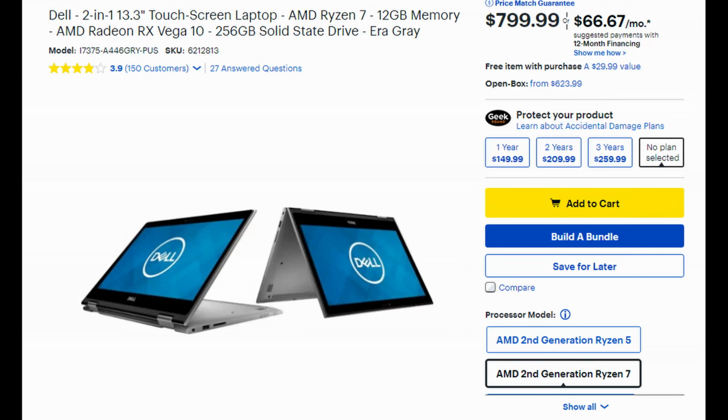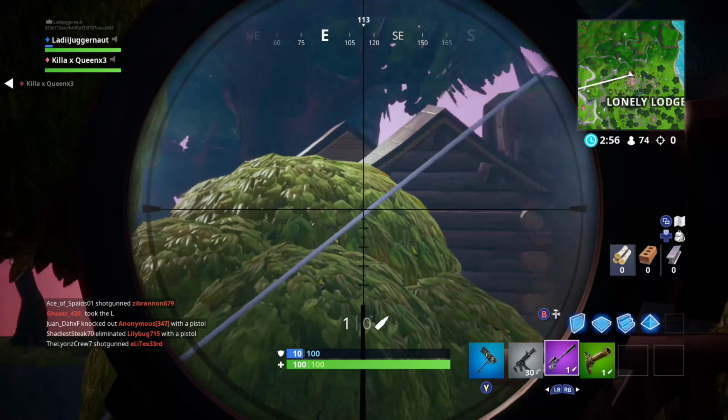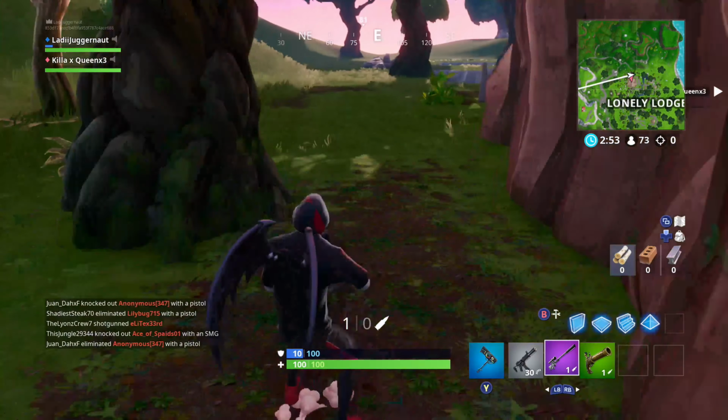Okay, so when I say middle tier, I say anything between the $750 to $1,000 mark. So this is $800. This is a 13.3 inch Dell laptop. This is a 2-in-1. If you want to carry this around, it is going to be fairly light for you. Okay, so this does have 128 gigabytes of flash storage and 256 of solid state drive. So you have roughly 400 gigabytes of storage on this device, more like 300 some change, because you know some of it goes to the OS.